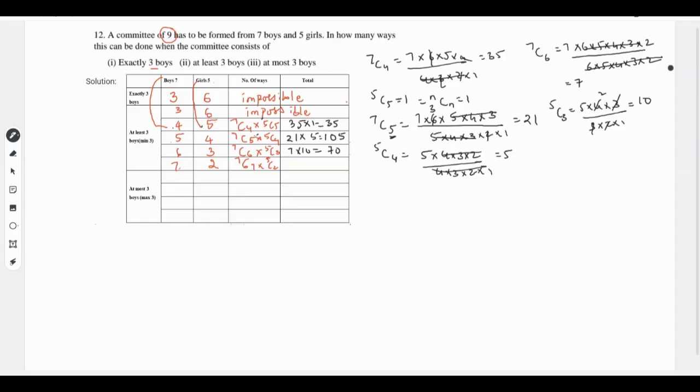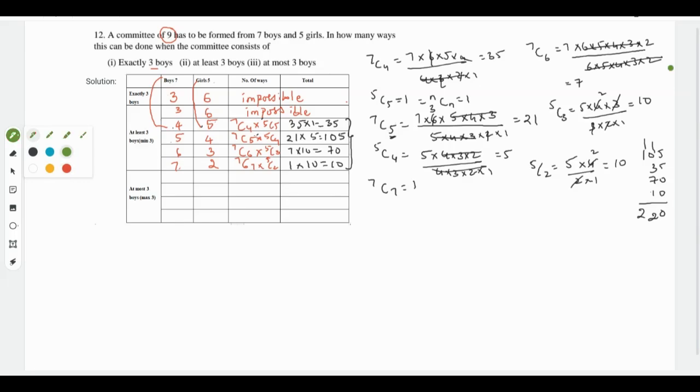Then you have the next one, 7C7. 7C7 is 1, into 5C2. 5C2 means 5 into 4 divided by 2 into 1, which is 10. So it will be 1 into 10, which is 10. If you add all these values, we get 105 plus 35 plus 70 plus 10, which is 220. So the number of committees with at least 3 boys that can be formed is 220.